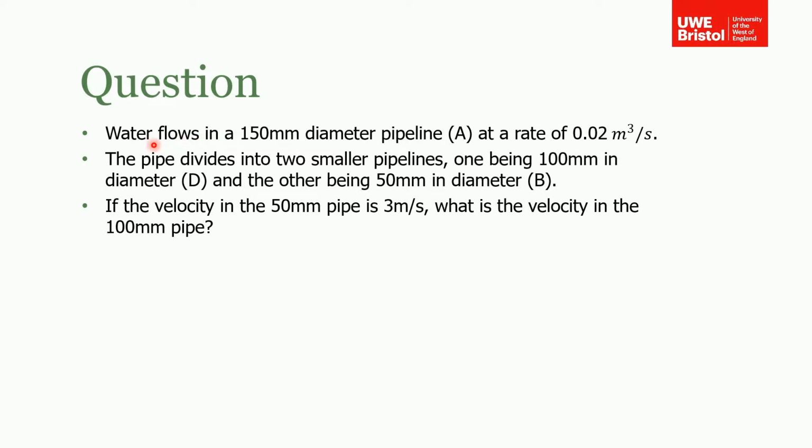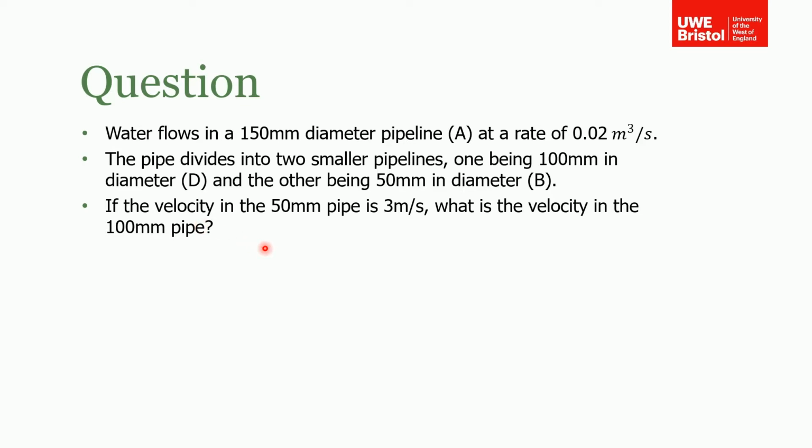In this question, we're told that water flows in a pipeline A, which has a diameter of 150 millimeters, at a rate of 0.02 meters cubed per second. So we're told the volumetric flow rate. And then this pipe branches into two smaller pipes, one which is 100 millimeters in diameter and the other that is 50 millimeters in diameter. We're then also told the velocity in the smaller pipe, which is 3 meters per second. And we're asked to find what is the velocity in the larger of the two branches.